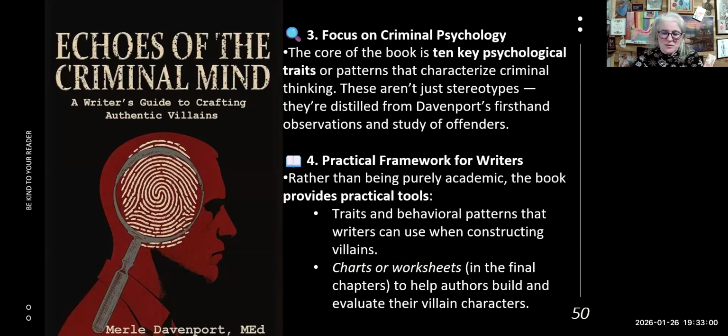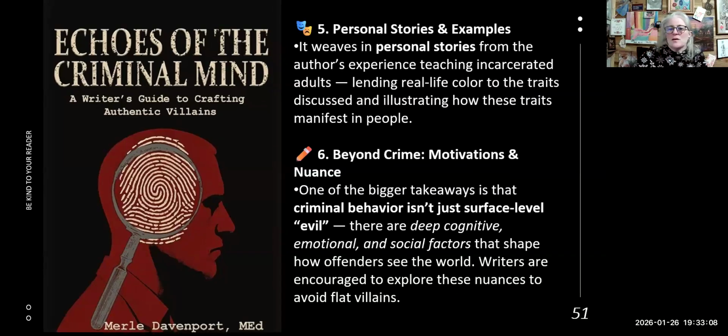I love this aspect of the book that he tells us straight up, how do you apply this information in your stories? Boom, do this. Here's a checklist. It also contains personal stories and examples. And some of these personal stories that he shares from the inmates that he has encountered over the years, some of them were terrifying. Some of them were heartbreaking. Like these people literally, their minds don't function like ours do.